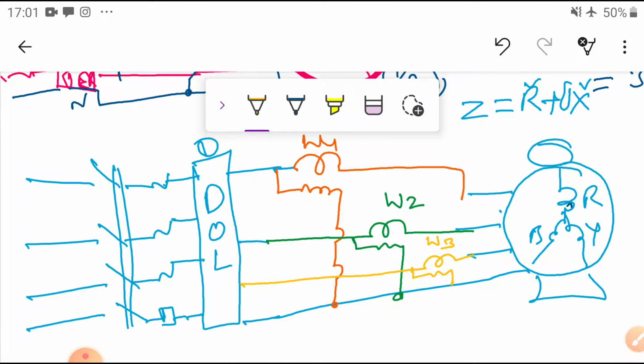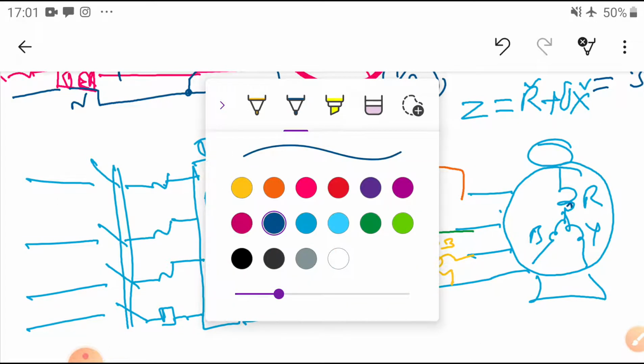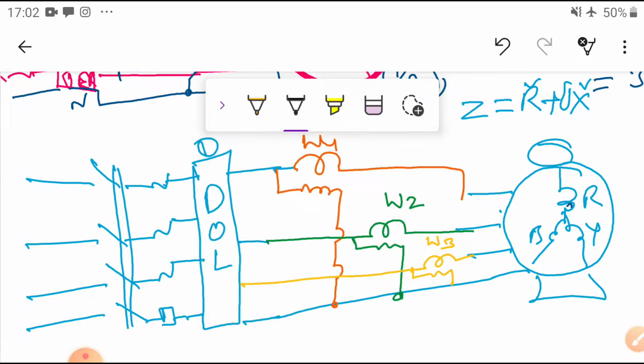Dear students, here W1, so here what is happening, you can see here. Now you can take this is the black color. Now here R phase, Y phase and B phase and neutral, the ICTPN is in closed condition. Then by starting the starter, the motor will run.